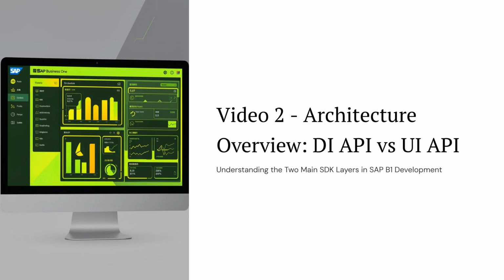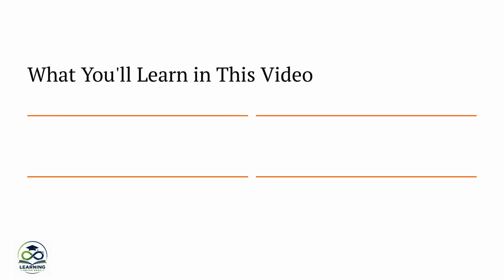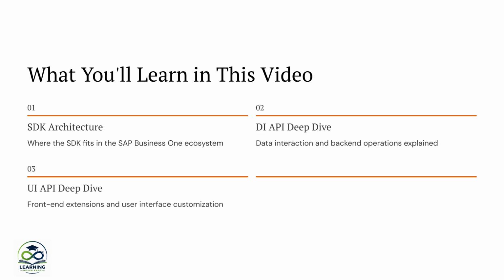Welcome to Video 2, Architecture Overview, where we will compare the DI API and UI API. We'll explore the two main SDK layers crucial for SAP Business One development. In this video, we will cover the SAP Business One SDK architecture, deep dive into the DI API and UI API, and look at a decision framework to guide your development choices with real-world scenarios.